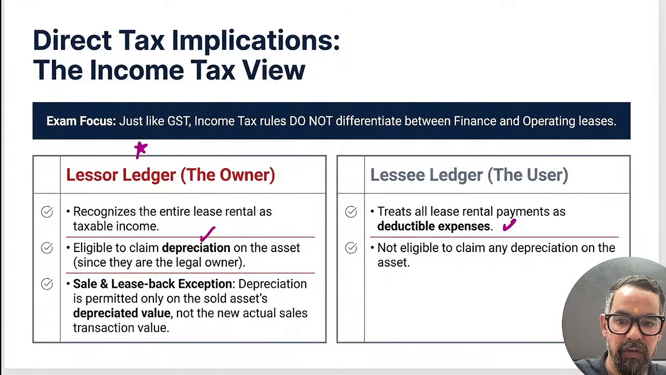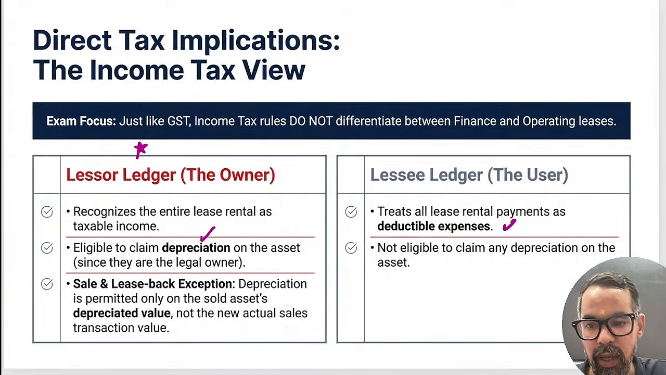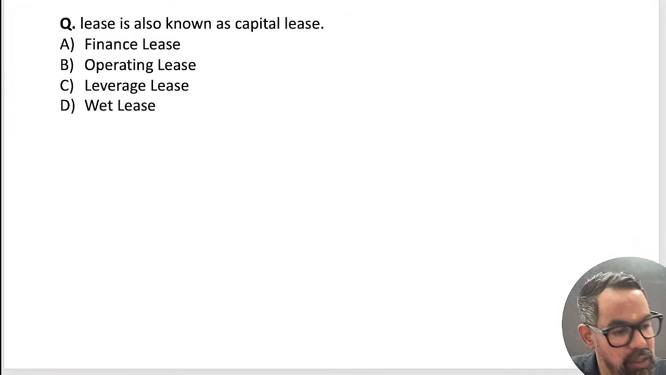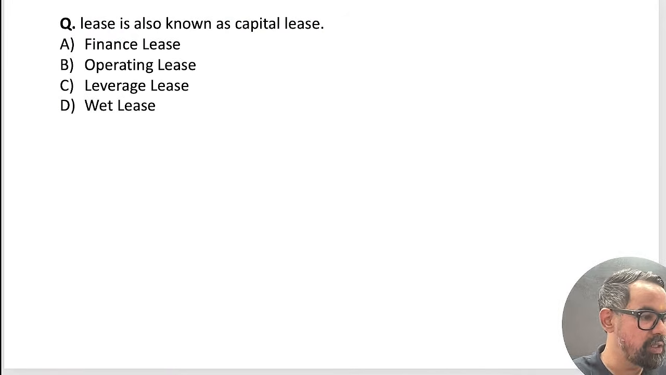Then apart from this, we have Indian Accounting Standard 116. Please go through this one, and now let's practice some questions. I hope you remember this one because we have discussed it many times.